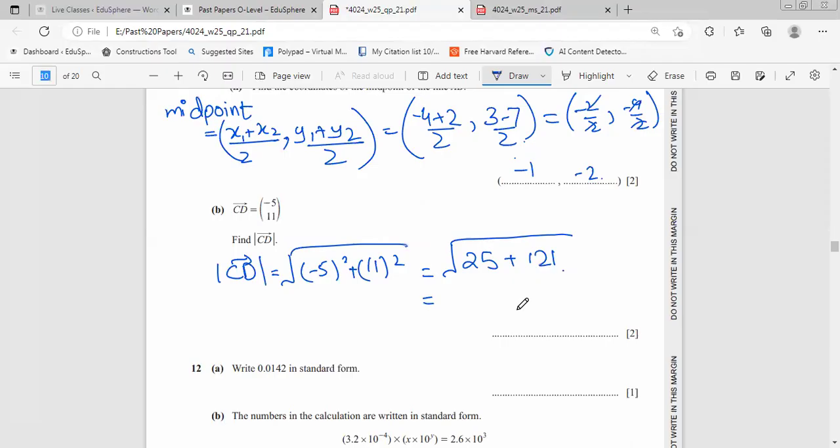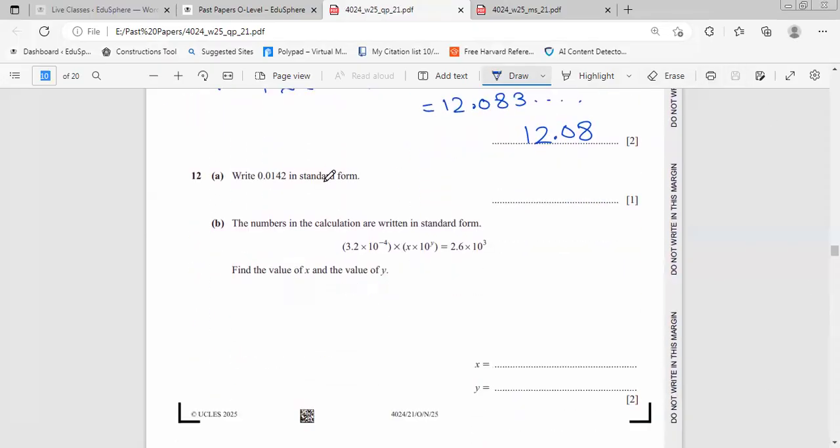We are going to add the square of 11 and the square of 5, which is 25 plus 121, we get 146. And when we take the square root of 146, we get the answer as 12.08. Although it's 12.083 and so on, we will be taking it to the second decimal place. So it's 12.08.